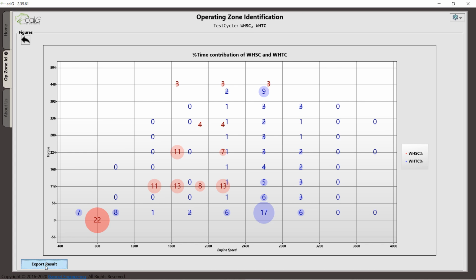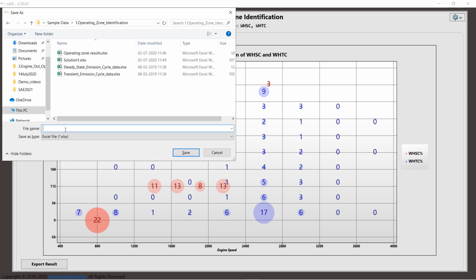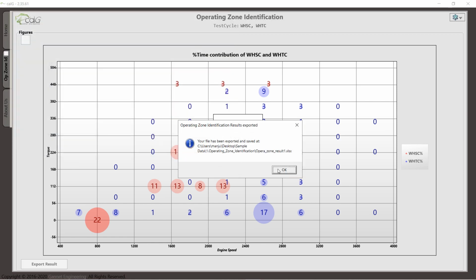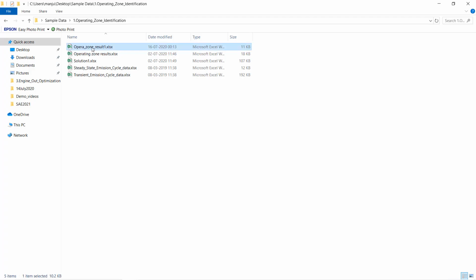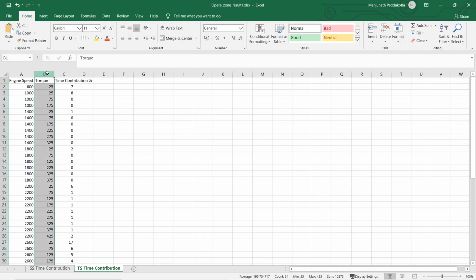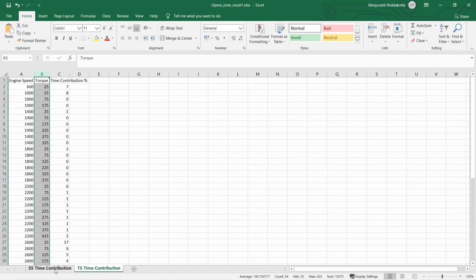We can also export the result. Operating zone result 1. So this is saved. Now we can open that result and see it. Let me open that file. This is the file we have just created. You can see it provides two sheets: one is steady state time contribution and the other is transient state time contribution.